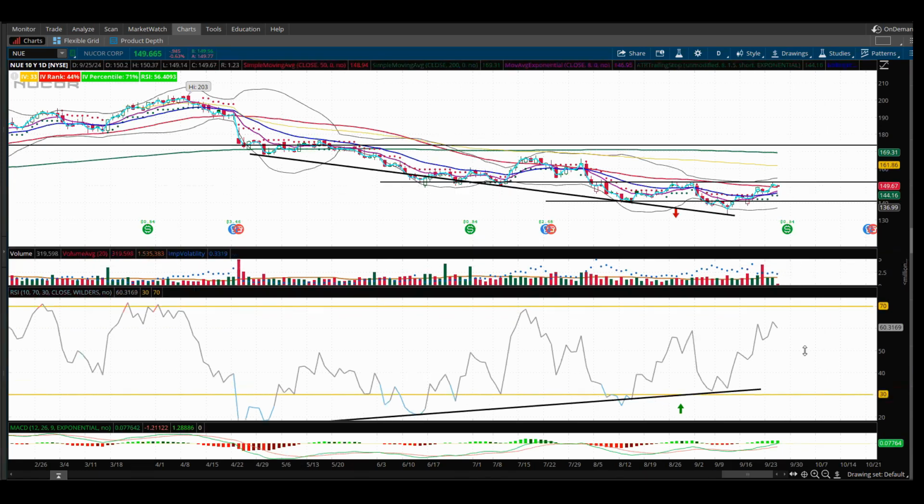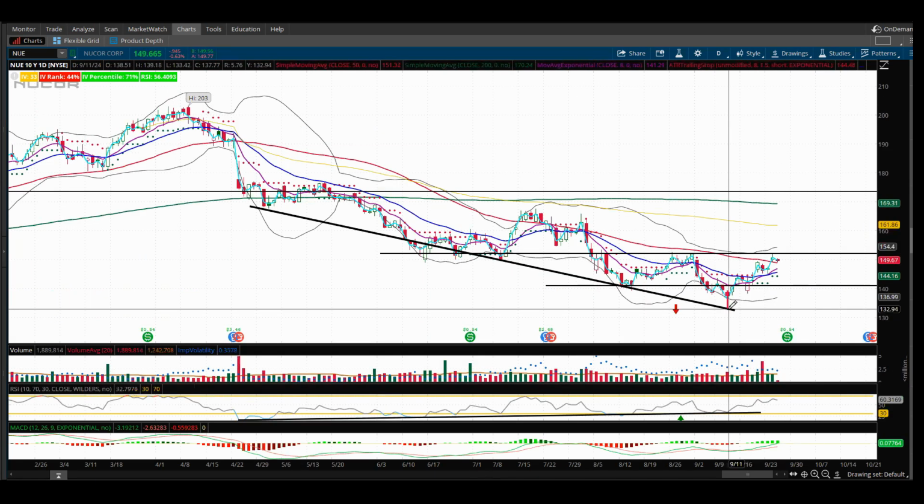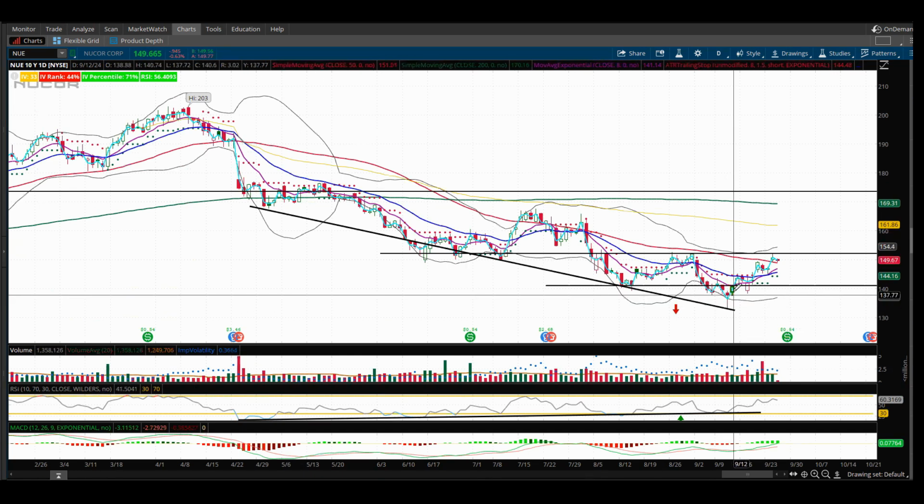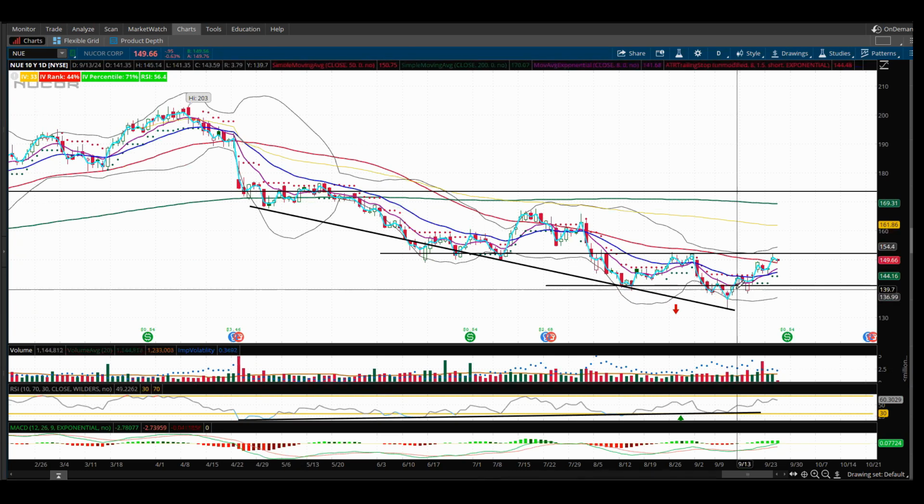Now, like I mentioned, we have a hammer candle here. So when you see a hammer candle like this, what you want to do is look for a follow through day. And we did get that actually. So we got a hammer. The next day we got a follow through, a nice green candle closing higher than the previous day.